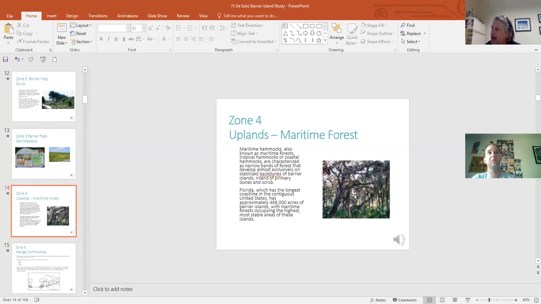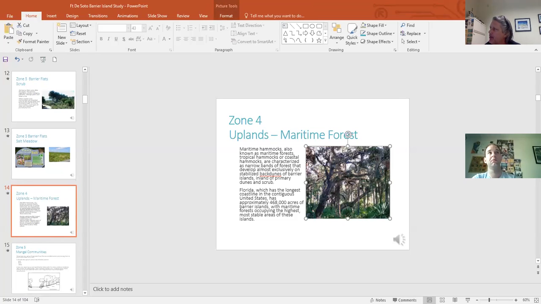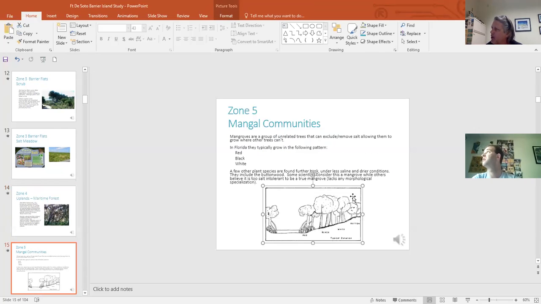Eventually, you get your highland, and that's your maritime forest. Here's live oak. You do have an understory, but you get mixed hardwoods that are salt tolerant. You would have another right behind it as you move back toward the water, some more scrub. And then our next zone is the mangroves.